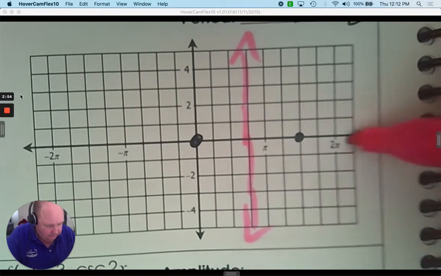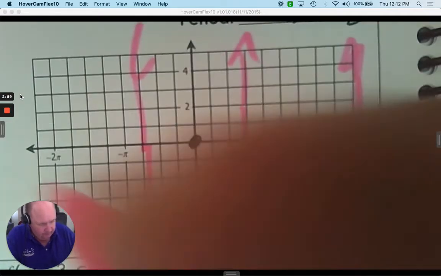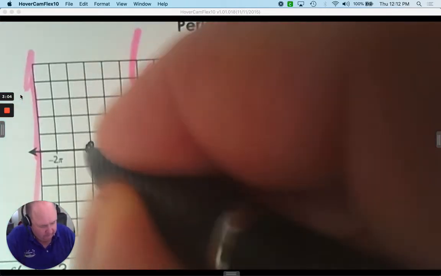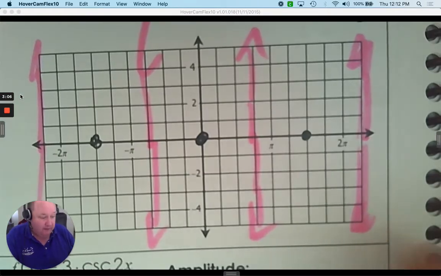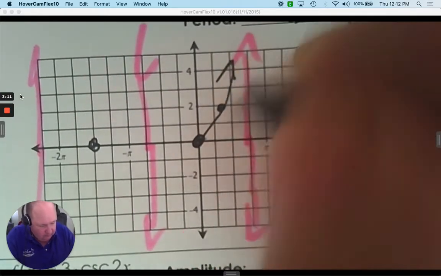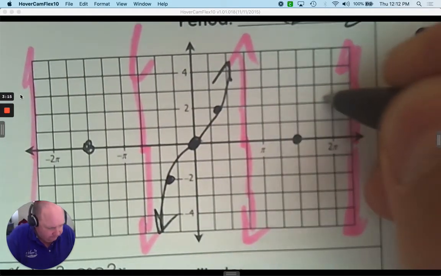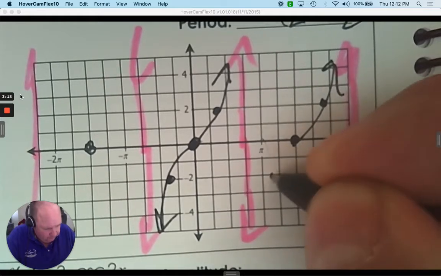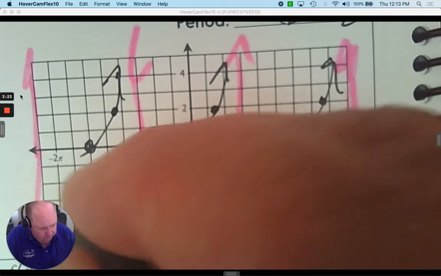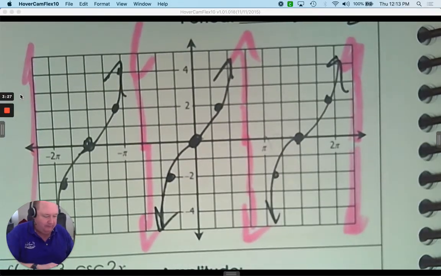So 1, 2, 3. 1, 2, 3. And there we go. Now, a value is 2. Tangent goes up to the right. So find the middle, go up to 2. Find the middle, go down to -2. So there's your pattern. Done. All right, number 43.